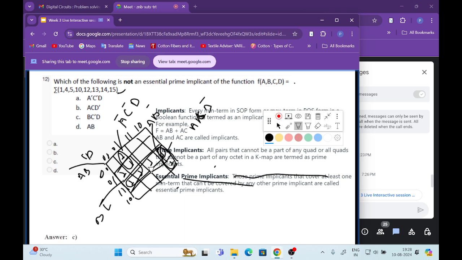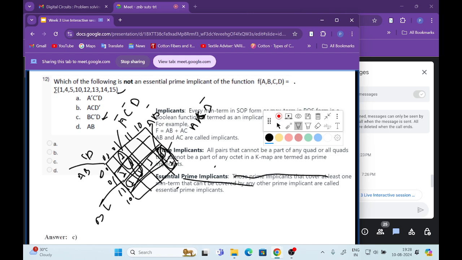So which is not available? AB, AC, D bar, ACE, these are available only. Option C is not there. Okay, B, C bar, D. So just check B, C bar, D. C bar D is this one and B is common.